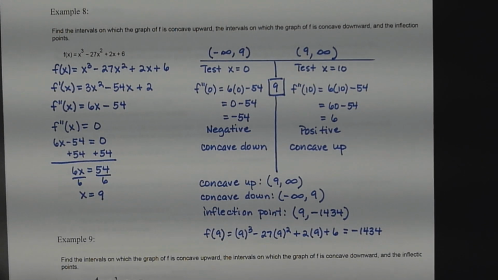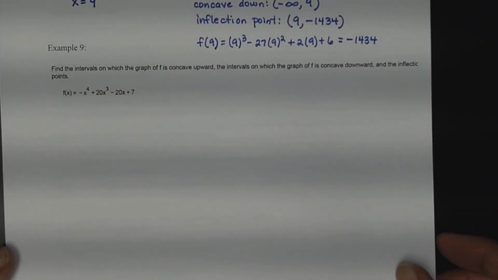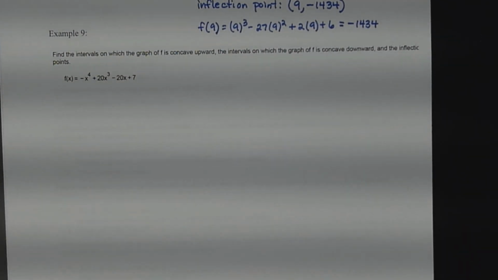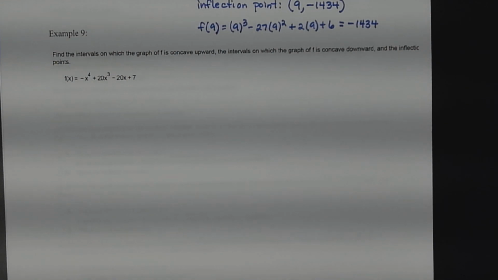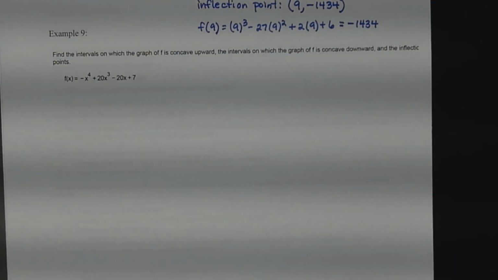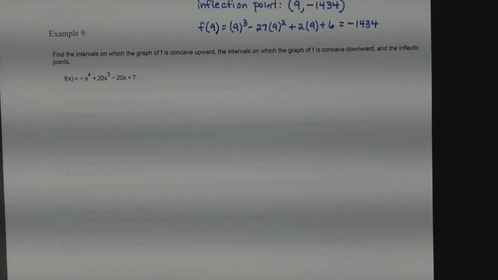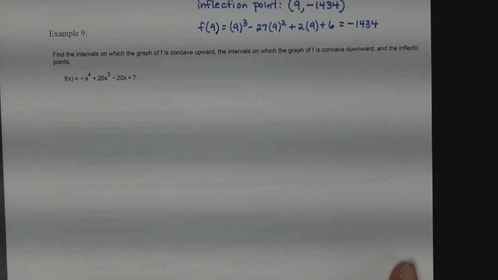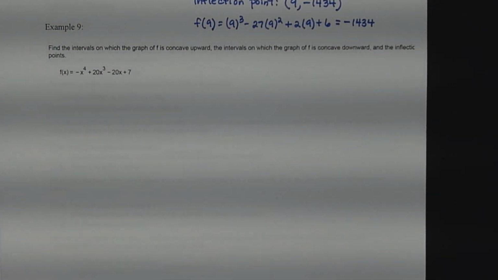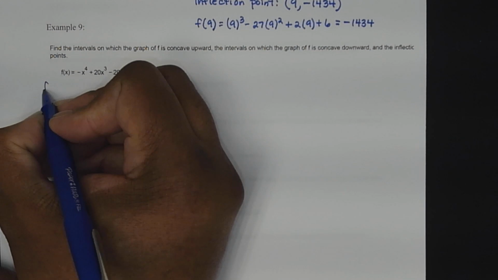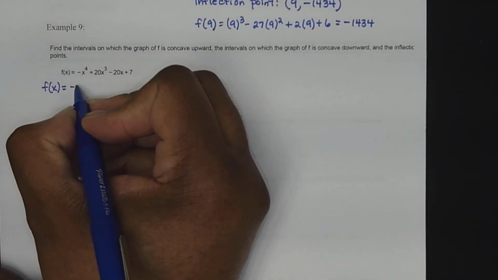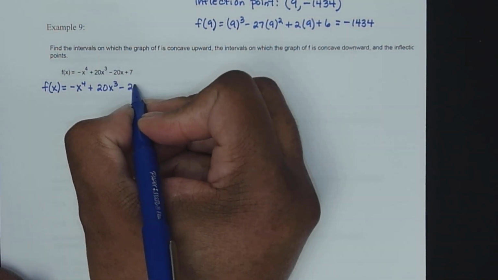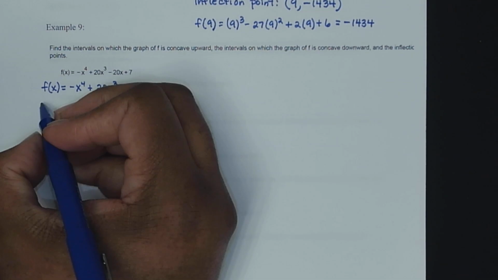All right. Here's another one of these. Say we got f of x equal to negative x to the 4th plus 20x cubed minus 20x plus 7. And we're finding the intervals on which the graph of the function is concave upward, the intervals on which the graph of the function is concave downward, and the inflection points. So in this case here, f of x is equal to negative x to the 4th plus 20x cubed minus 20x plus 7.